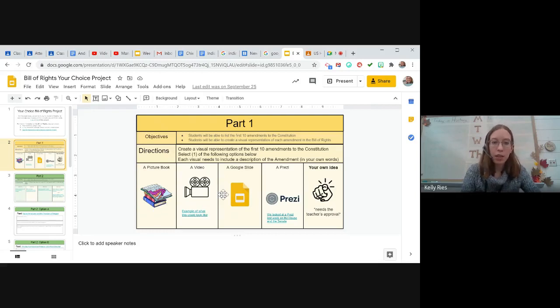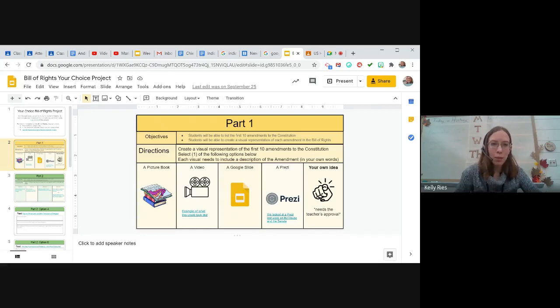Another example of what you can do is make a video. We've had students do a little animation, and I have a little example linked down below of a paper sliding in and out, showing how that could look. So if you want to describe the 10 amendments in your own words and have some sort of visual, if you want it done in a video, that's another option.